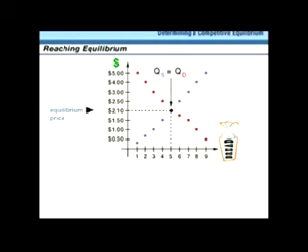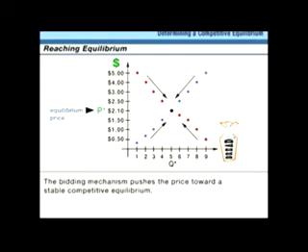So there you have it, the stable outcome, the competitive equilibrium. The bidding mechanism takes us to the point where the quantity supplied and the quantity demanded are equal. And once we reach that point, there is no further tendency to change. In the next lecture, we'll look at factors that can shift the supply and demand curve, upset this equilibrium, and lead to a new equilibrium. But first, let's connect the dots and make this picture look like something that we might be more familiar with.